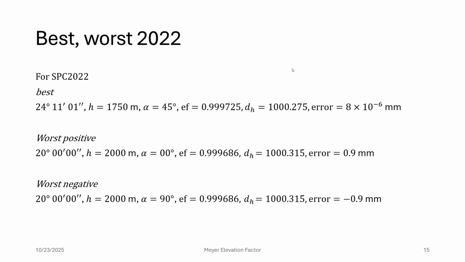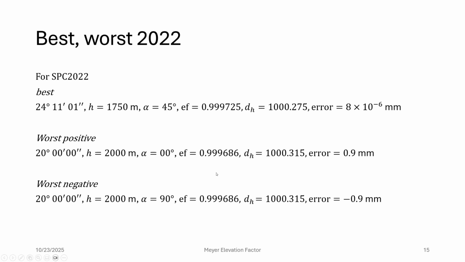But for the worst performing locations, this was predictable. For the worst positive error, it's at our southernmost boundary, 20 degrees, at the maximum height, 2,000 meters, running north and south, and the error is 0.9 meters. All of that is entirely anticipatable. And for the worst negative performance, it's at exactly the same place, but running east and west instead of north and south. Completely anticipatable.